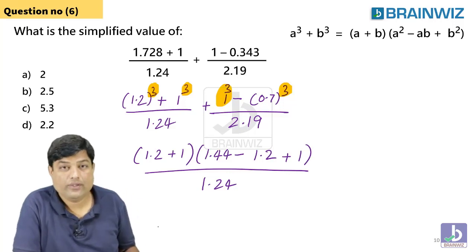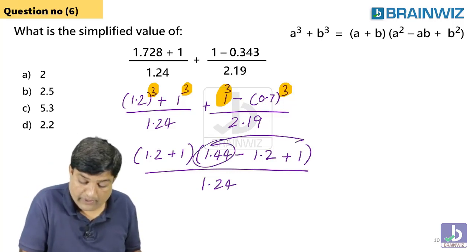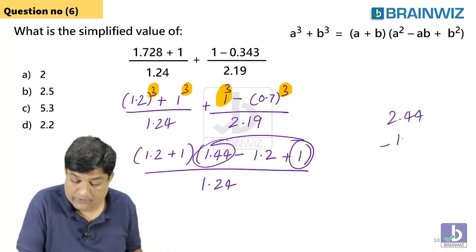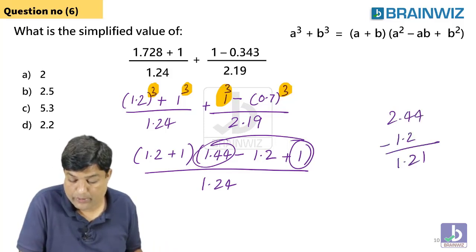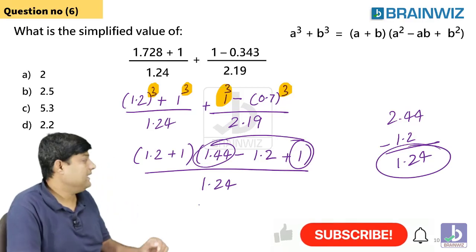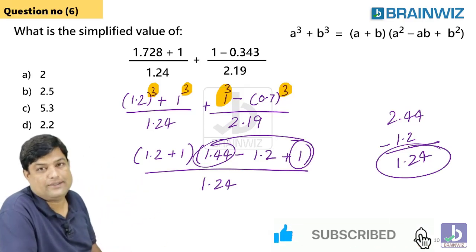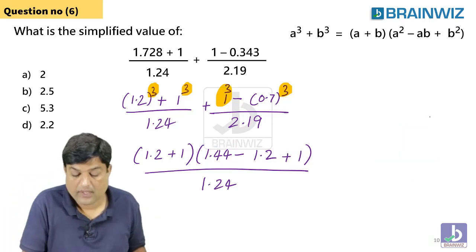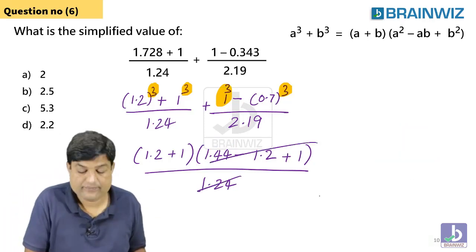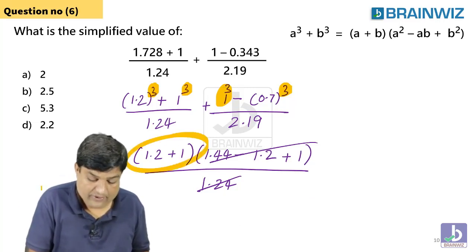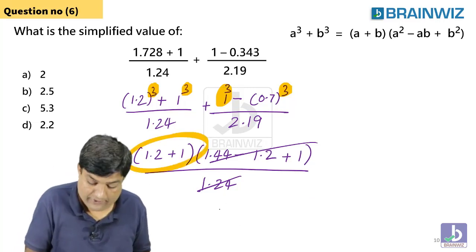So guys, have a look here. 1.44 plus 1 is 2.44. 2.44 minus 1.2 is nothing but 1.24. Understood why he has given the denominator 1.24? Because it will get cancelled. Are you understanding, everybody? So the whole value gets cancelled. So what is left? The only thing left is this one, the a plus b value, that is 2.2.